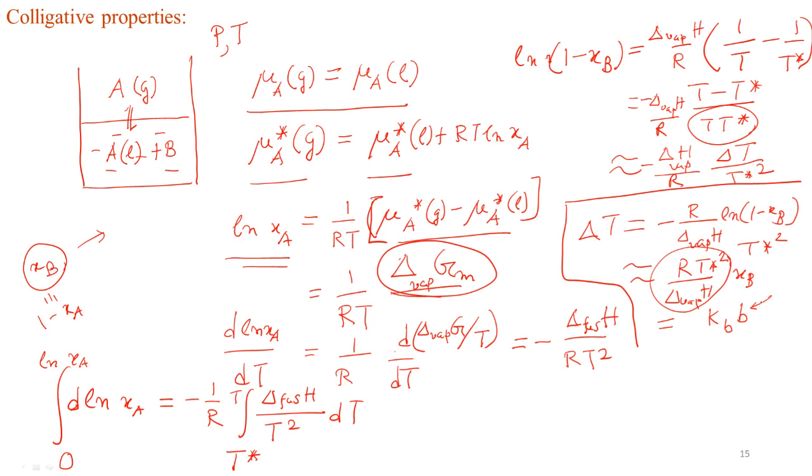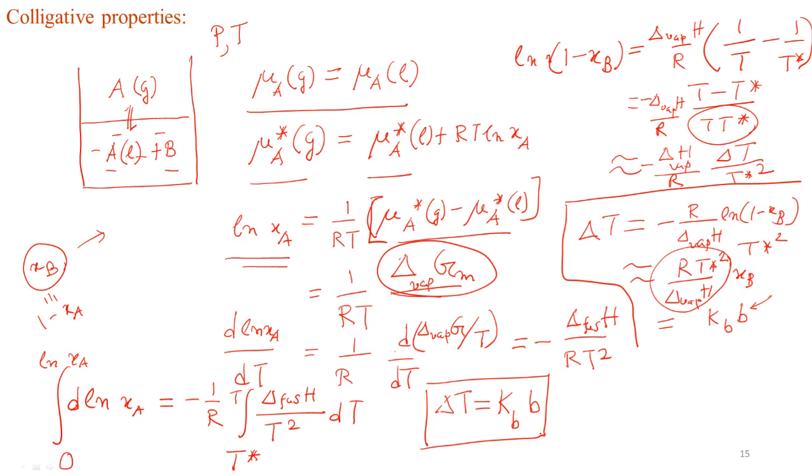is the molality of component capital B, and k suffix b is sometimes called the boiling point elevation constant, and similarly for freezing point we write it as k suffix f into b. So you can connect it to molality. So the delta T ultimately can be written as a constant, which is basically a rearrangement of all the constants times the molality.